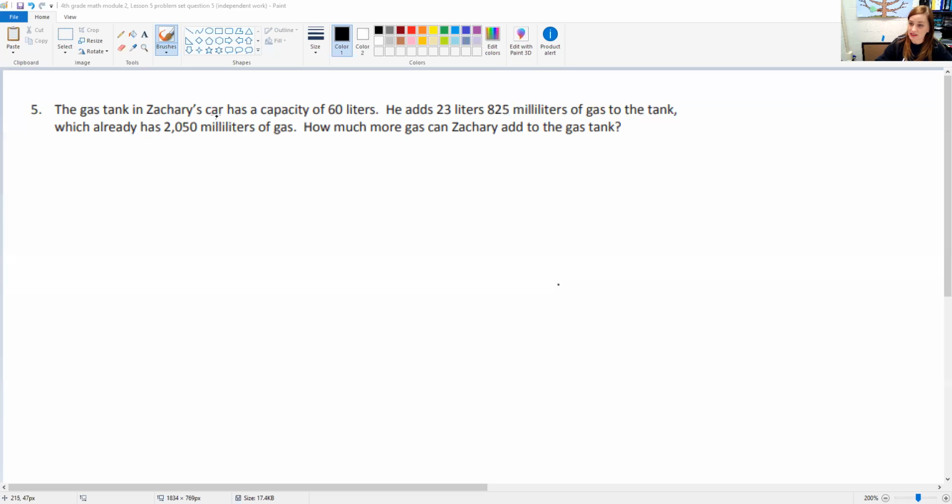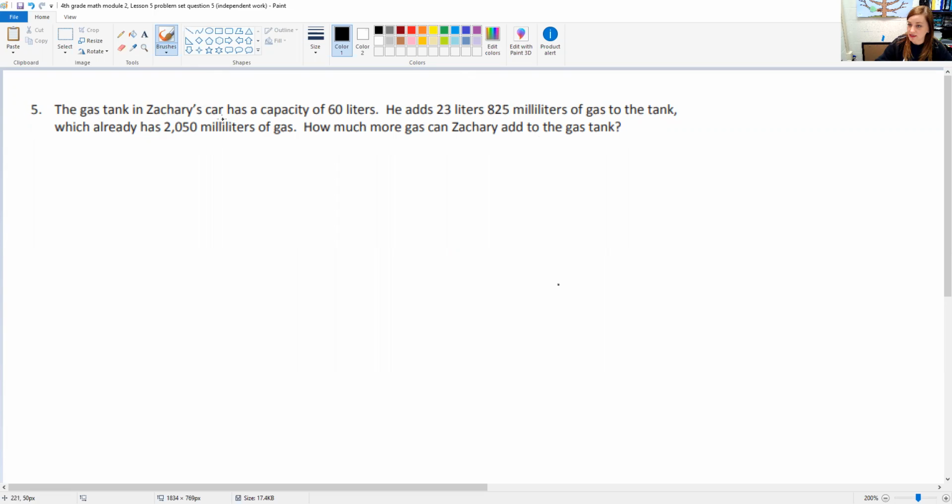Okay, let's check and see how you did on your problem set question. So the question said the gas tank in Zachary's car has a capacity of 60 liters. He adds 23 liters, 825 milliliters of gas to the tank, which already has 2,050 milliliters of gas. How much more gas can Zachary add to his gas tank? So let's look at the question.